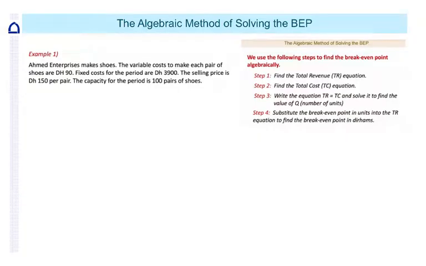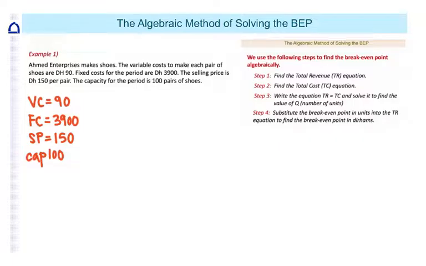Like all problems, we should read it and label what we are reading. So we've got a company that makes shoes, and the variable cost for each pair of shoes is 90 dirhams. That means the raw materials to make the shoes, or maybe we buy those shoes from a factory at the cost of 90 dirhams. We also have fixed costs of 3,900. Those would be the rent and the salaries. And the selling price is 150 dirhams per pair of shoes. It says the capacity is 100 shoes.